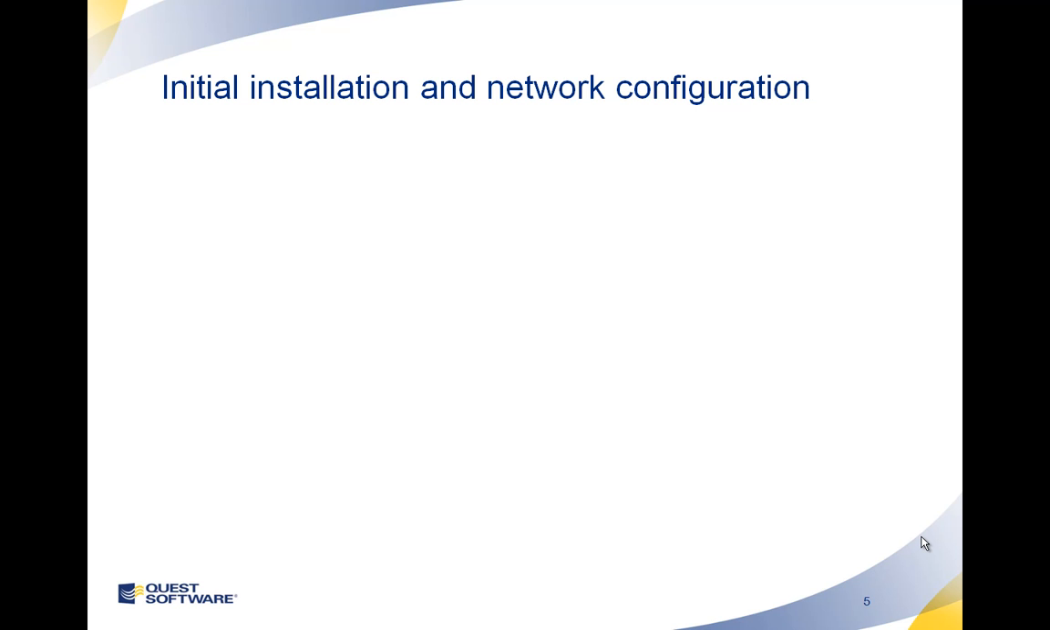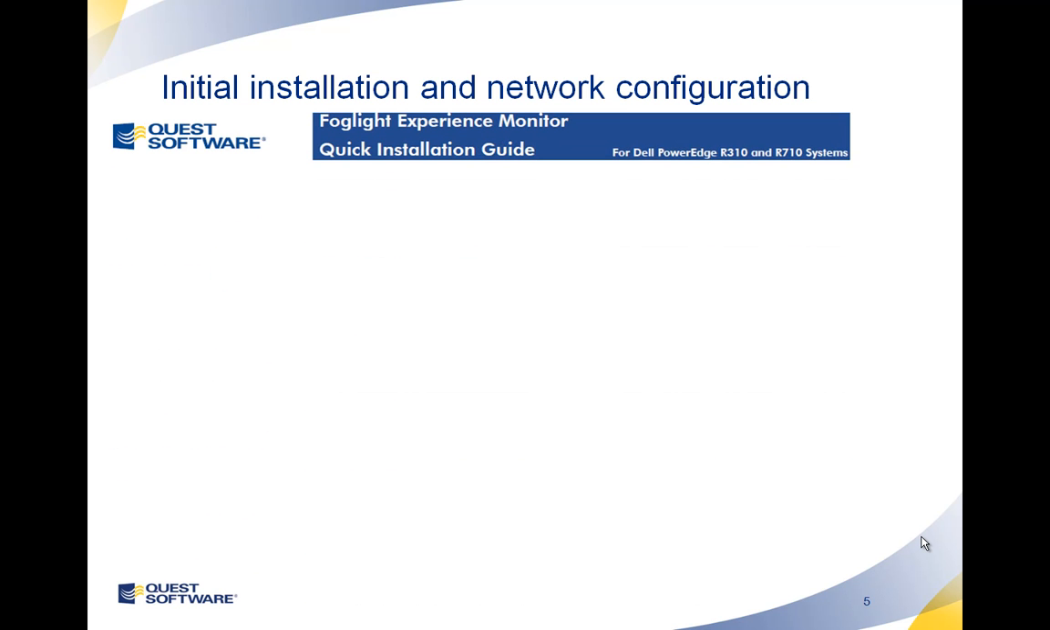Now let's get into the initial installation and the network configuration. As I mentioned, the Foglight Experience Monitor Quick Installation Guide is going to have a banner that looks like this at the top, and there are 2 different appliances that you can get, a 310 or a 710, the 310 being about half the size of a 710.